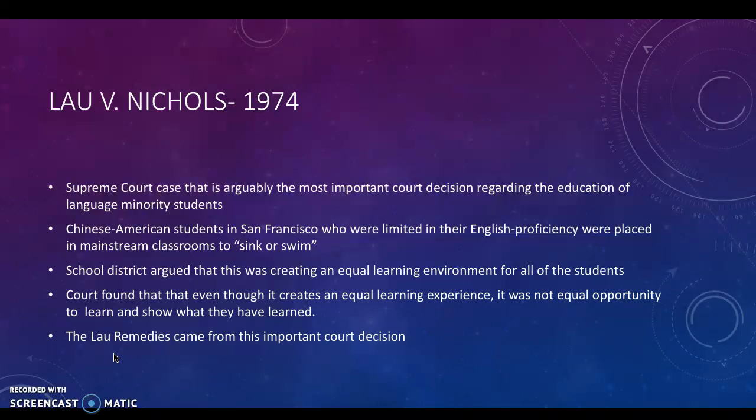The court said that just placing all students in an equal environment is not giving all students the equal opportunity to learn and show what they have learned. After this decision came the Lau remedies from the U.S. Department of Education's Office of Civil Rights. The Office of Civil Rights used the Lau decisions to go after other school districts that continued to ignore the needs of their LEP students.